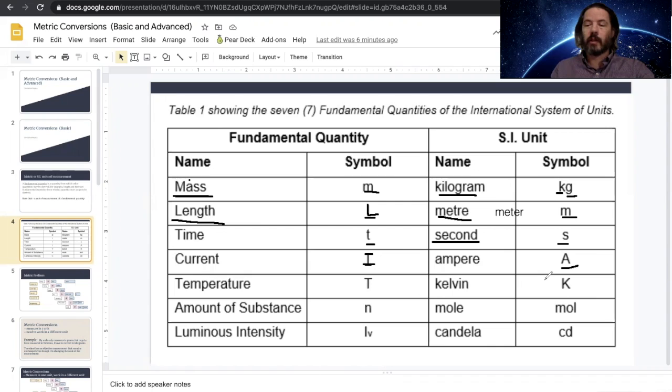Temperature is measured in Kelvin. It's not degrees Kelvin, it's just Kelvin, and it's a capital K. Amount of substance is measured in moles. You'll learn all about that in chemistry, and we shorten it to mol. What a great shortening. It's short like that so we don't confuse it with the m for meter or the m for mass, so we just dropped the e on the end of that one. Luminous intensity is I for intensity, and then we have the candela.